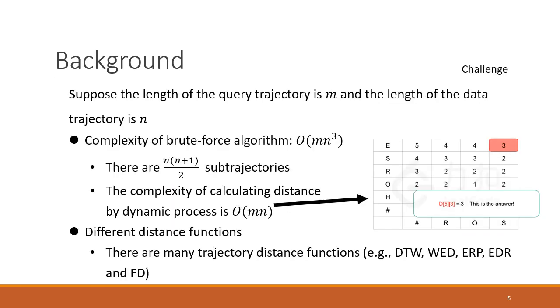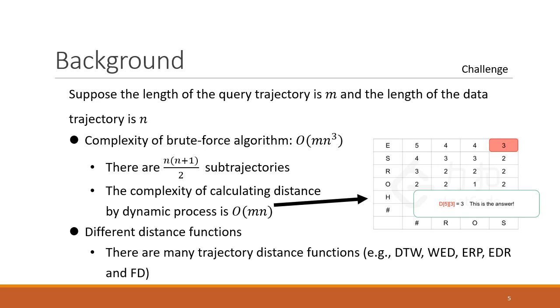The similar subtrajectory search problem still poses many challenges. Assuming the length of the query trajectory is m and that of the data trajectory is n, there will be n-squared subtrajectories for each data trajectory. Considering that the time complexity of dynamic programming-based trajectory distance calculation is mn, brute forcing the optimal subtrajectory has a time complexity of mn squared.